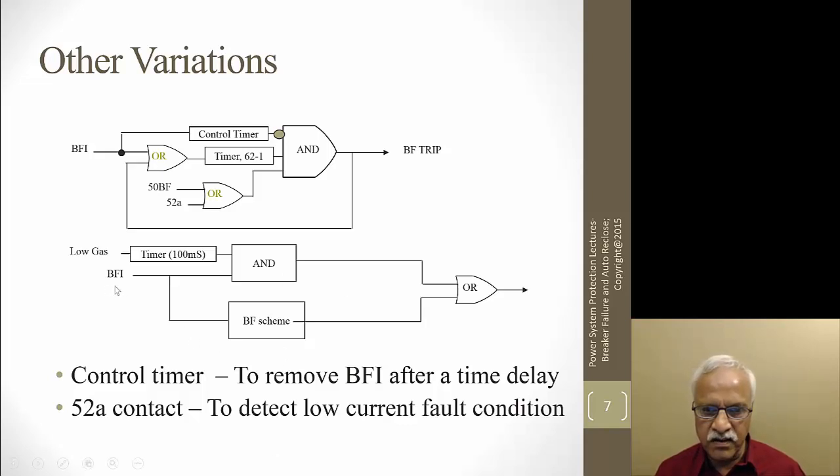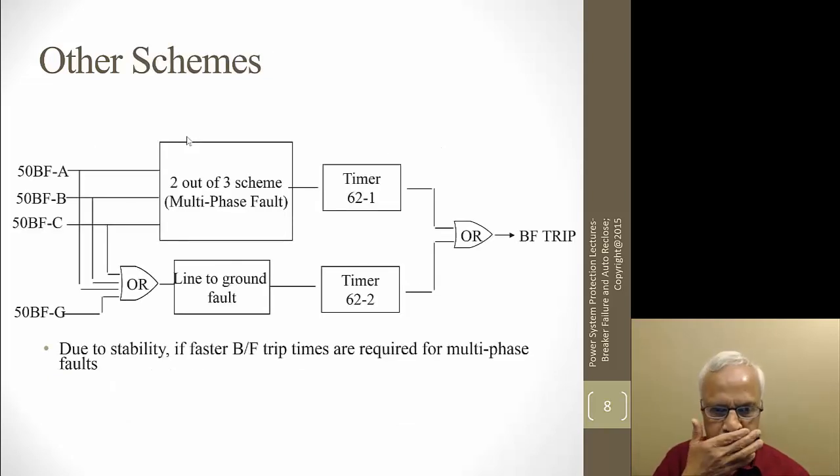If the breaker failure initiate is permanently on, after some time, since there could be something wrong with the breaker failure initiate, the timer disables the breaker failure scheme. These are various variations which are available in breaker failure. Essentially, you monitor the breaker to see if the current flowing through the breaker goes to 0 after a certain set time delay. That is the basic essence of breaker failure schemes.